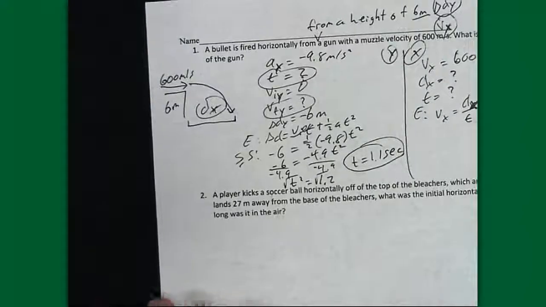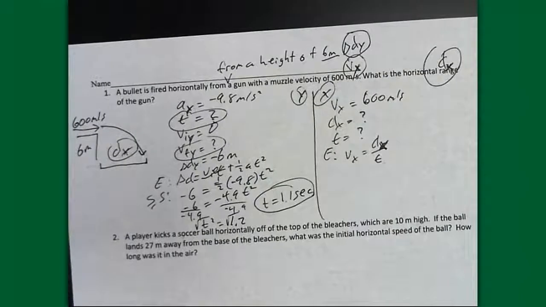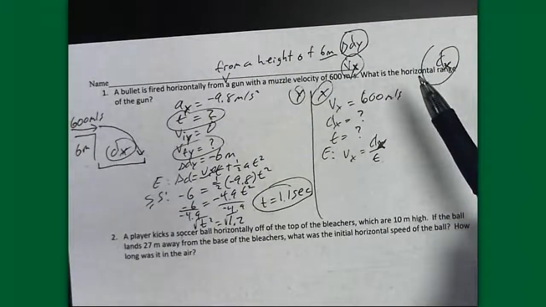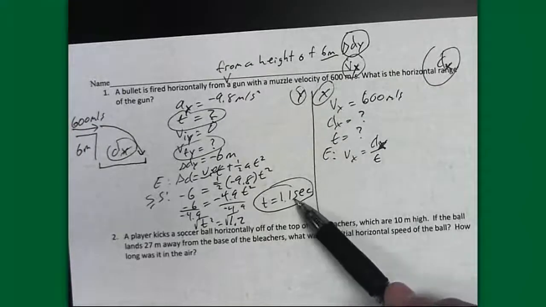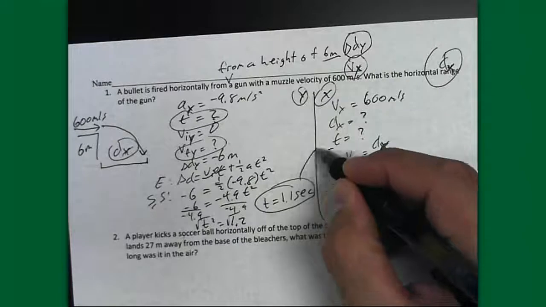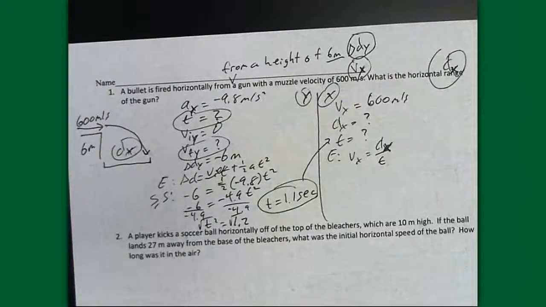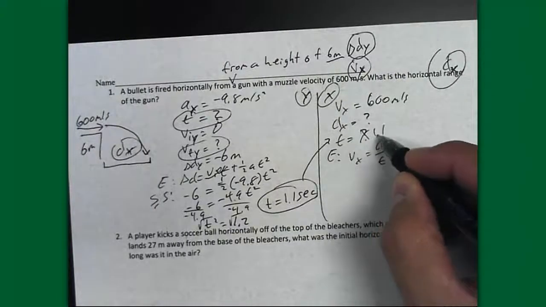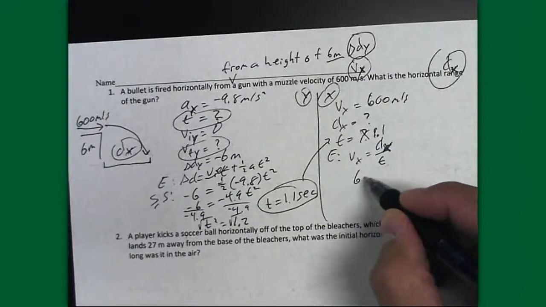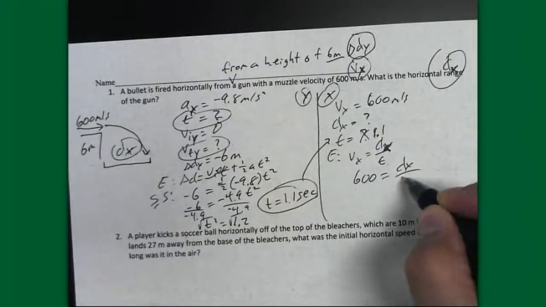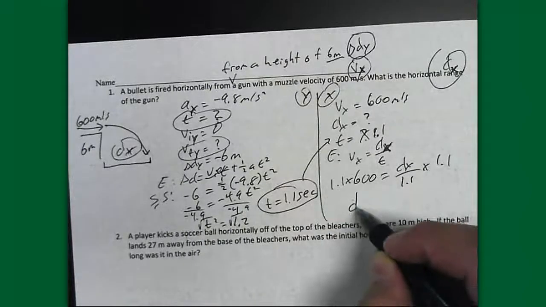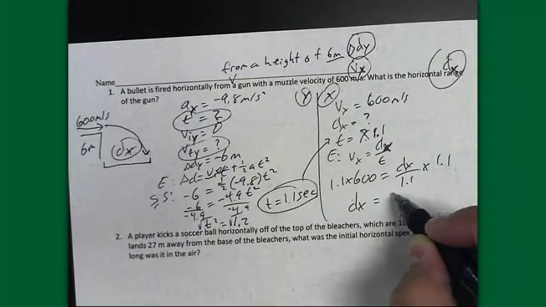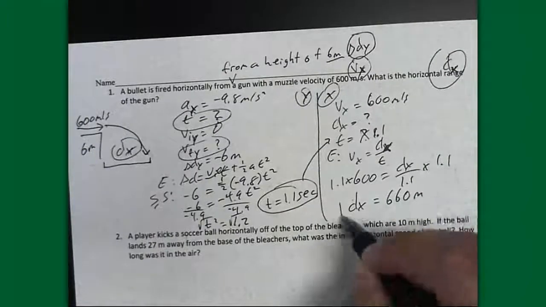And you might be tempted at this point to say, cool, we're through. But you need to be careful and read the problem and remember that the problem didn't ask for time. The problem asked for the range, dx. And the only reason why we need the time is to bring it back across to the other side and plug it in. So now we have 600 equals dx divided by 1.1, multiply both sides by 1.1, and you will get a range of 660 meters.